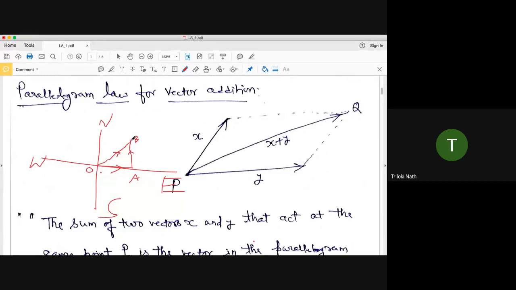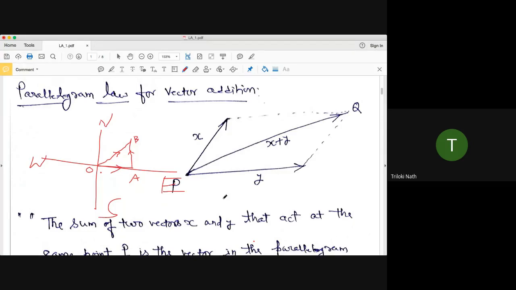So how is the parallelogram law for vector addition applied? Suppose this vector is X and this vector is Y. How to add X plus Y? Again the same thing. Suppose you move vector Y, then you move vector X, then the final position will be this one, Q, that is X plus Y. So this is actually called the law of parallelogram for vector addition.